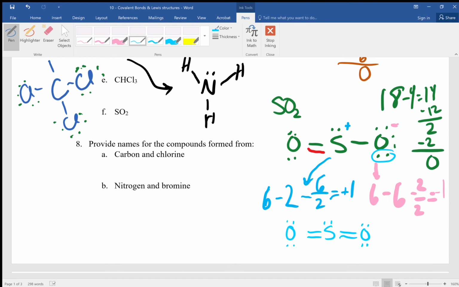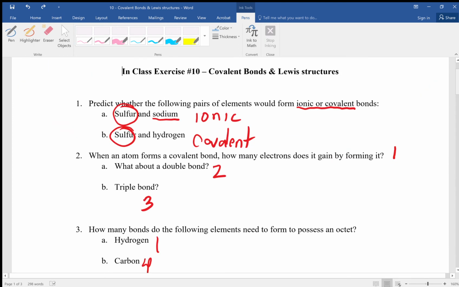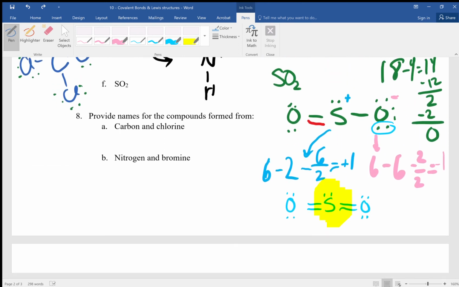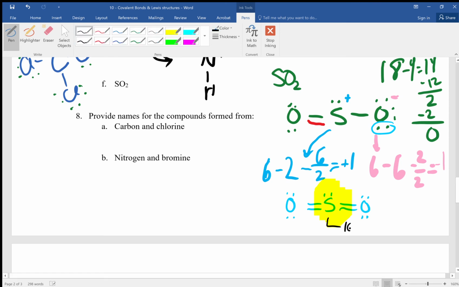But maybe another problem has occurred to you. And that's the fact that this sulfur, sorry about that, this sulfur has 10 electrons around it. 4 from this double bond, 4 from this double bond, and 2 from the lone pair. Now, is that a problem?